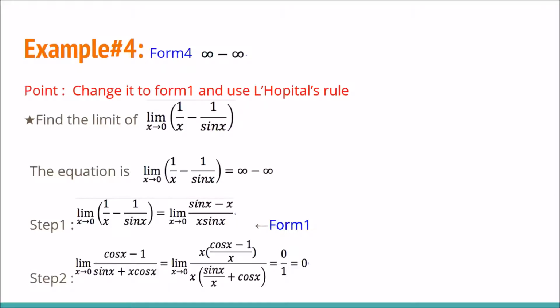For the numerator, we have cosine x minus 1 divided by x, which we proved before when taking the limit of x going to 0 is 0. And in the denominator, we have sine x divided by x, which we proved when taking the limit of x going to 0 equals 1, plus cosine x, which when taking the limit is 0. So we have a limit of 0 divided by 1, which equals 0. And so we don't have to apply L'Hopital's rule a second time.